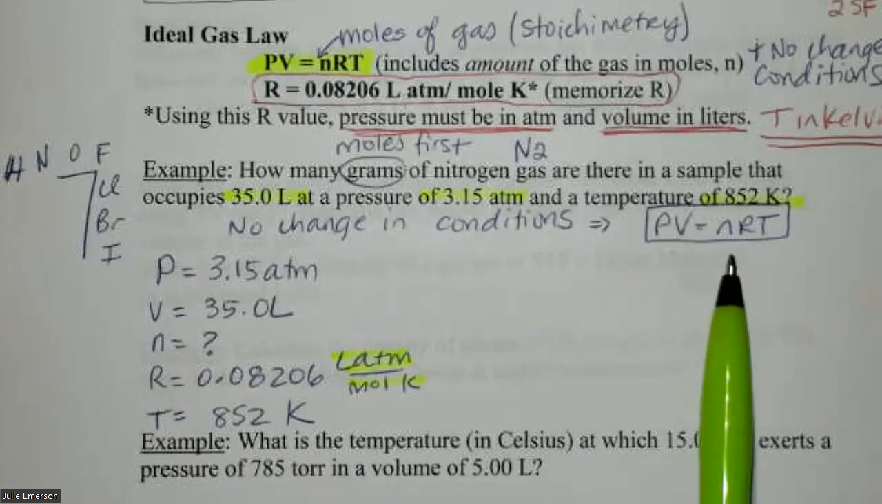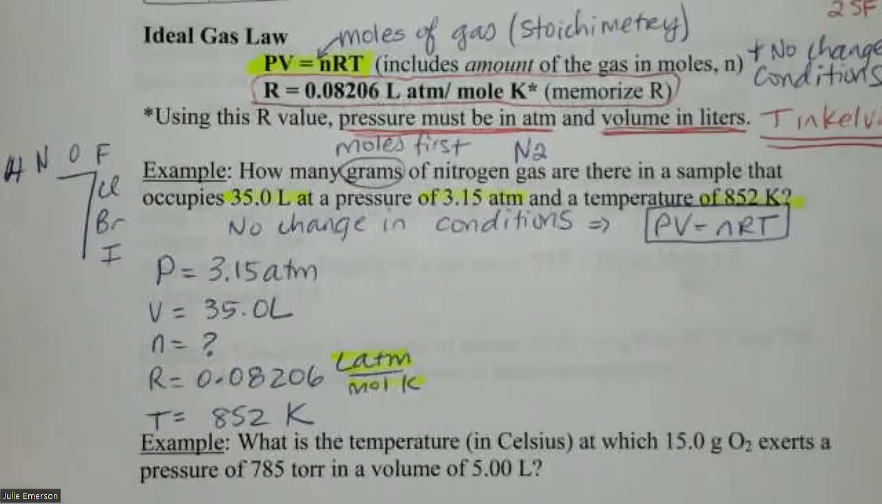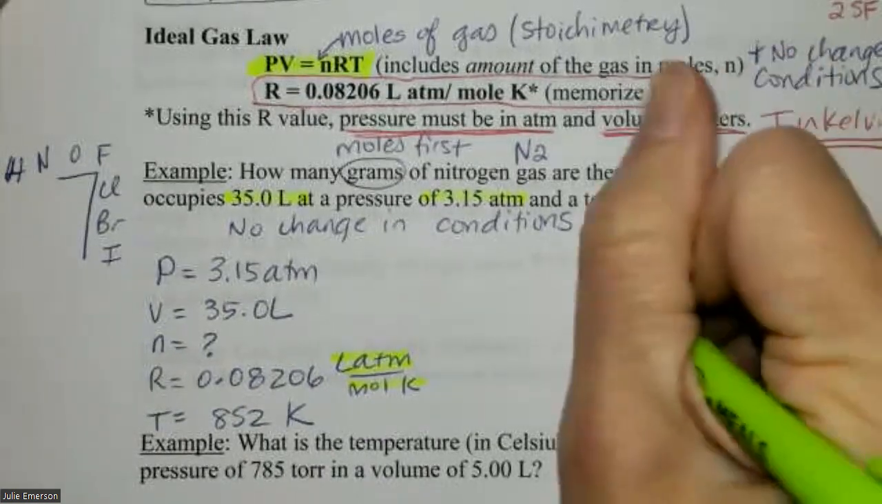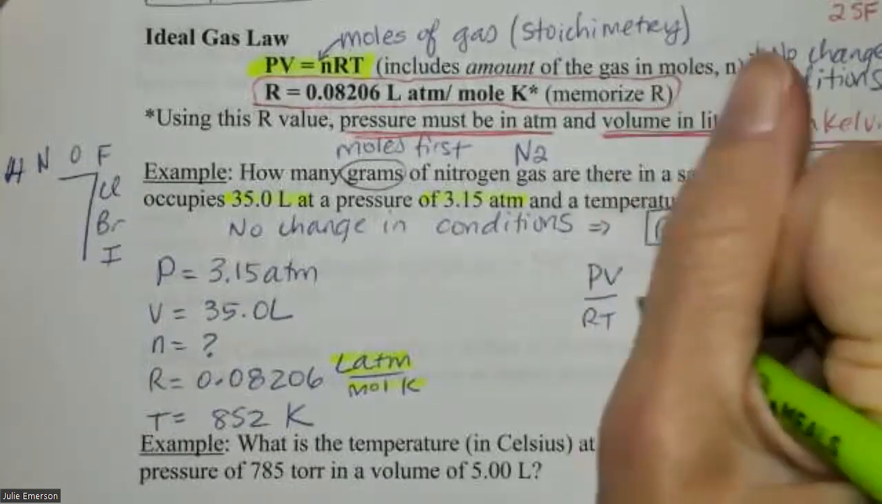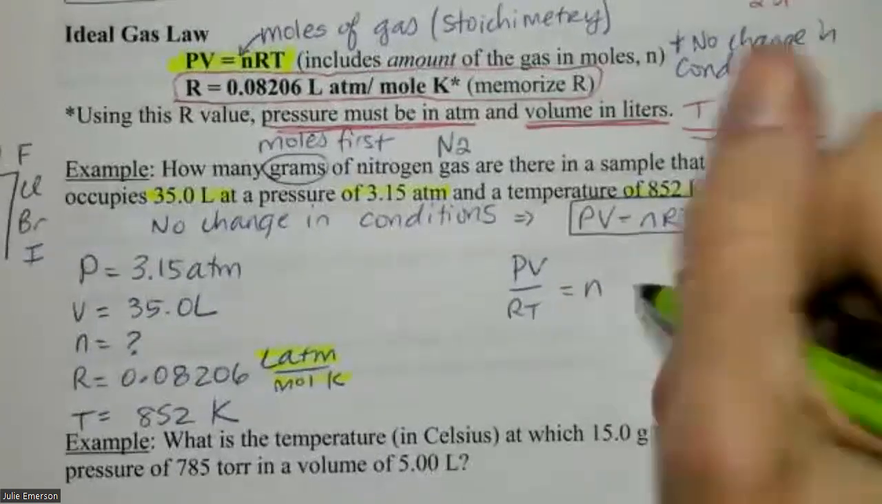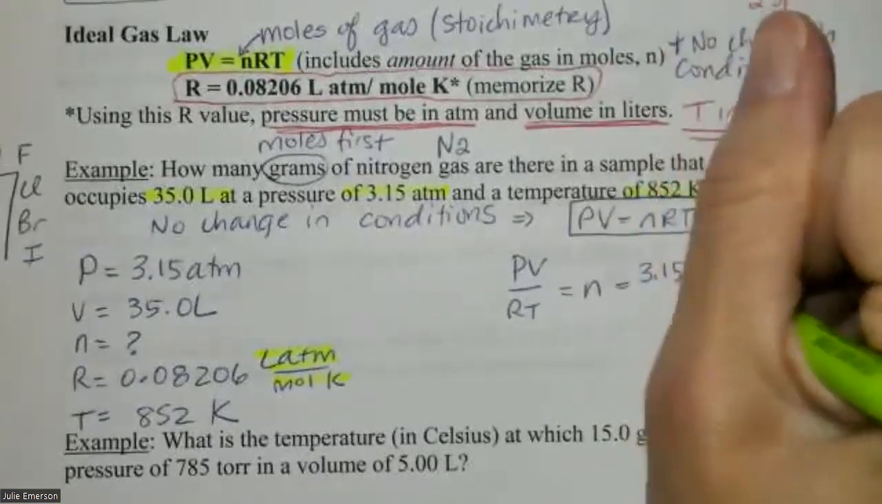We're just going to solve for moles. So I'm going to take my formula. I'm going to divide both sides by RT. So PV divided by RT is going to get me to moles. And then I can plug everything in. All right. So pressure, 3.15 atmospheres.